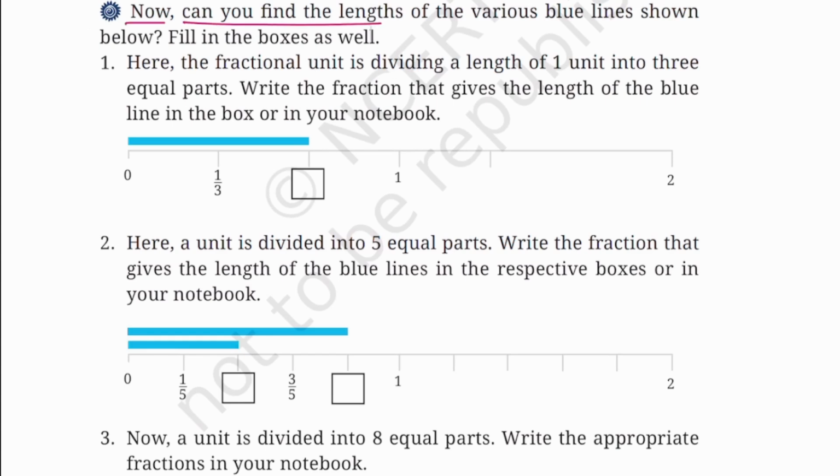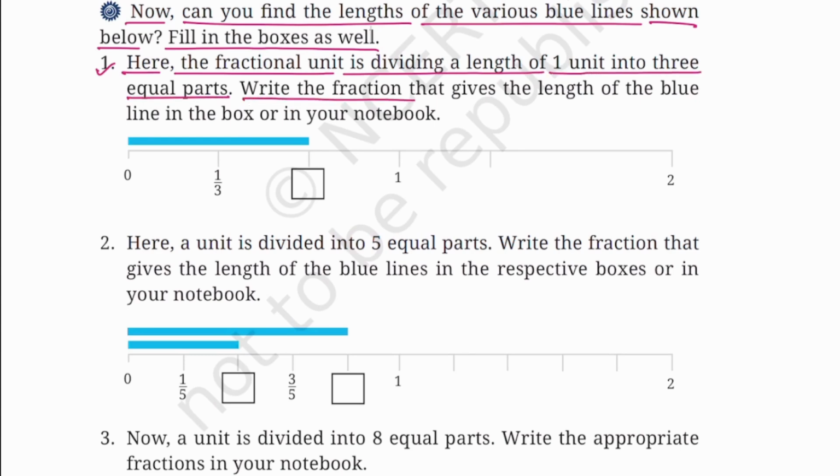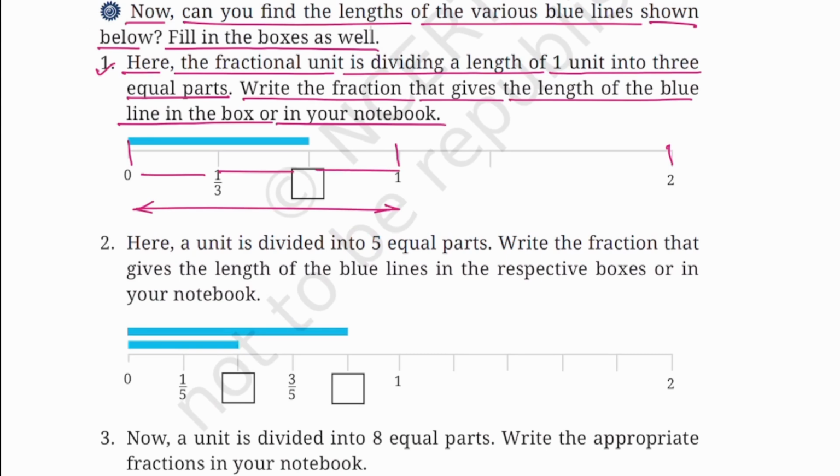Now can you find the lengths of the various blue lines shown below? Fill in the boxes as well. 1. Here the fractional unit is dividing a length of 1 unit into 3 equal parts. Write the fraction that gives the length of the blue line in the box or in your notebook. You can see a number line given here: 0, 1, 2. Unit length has been divided into 1, 2 and 3 equal parts.